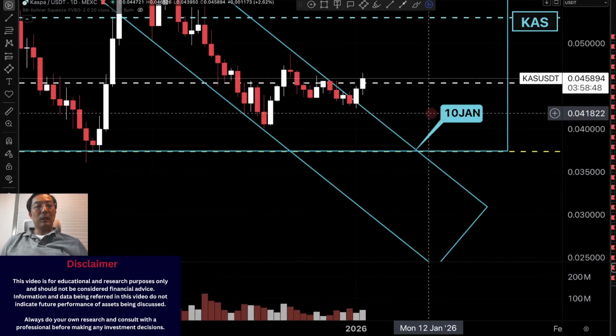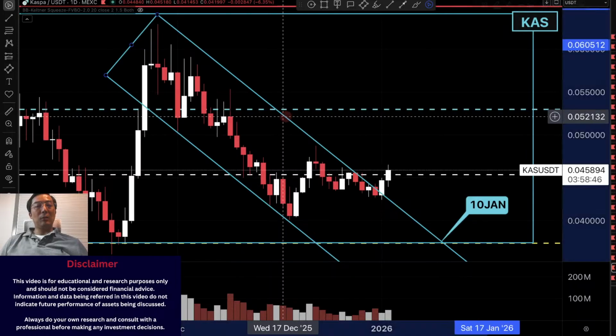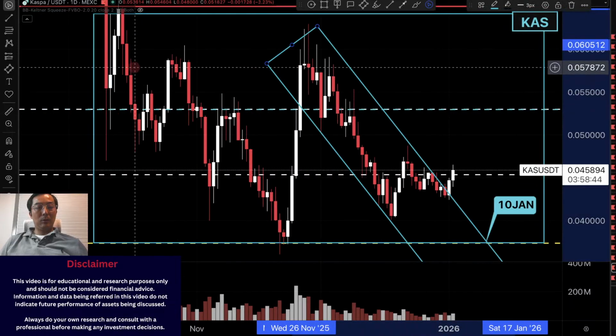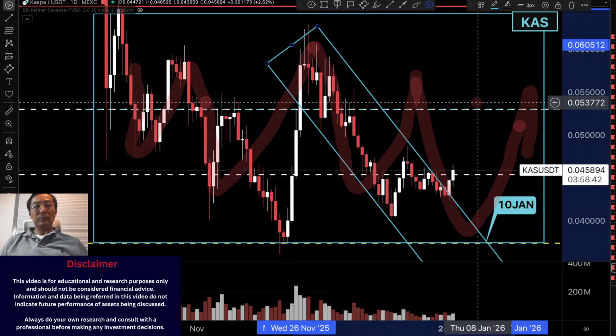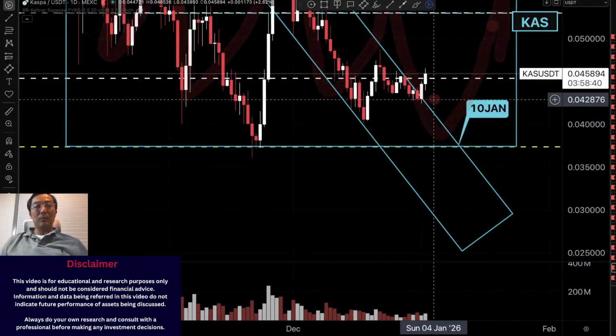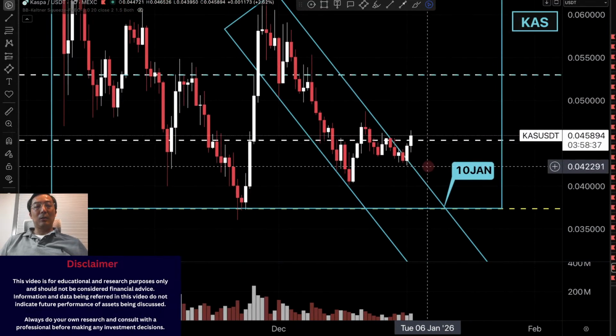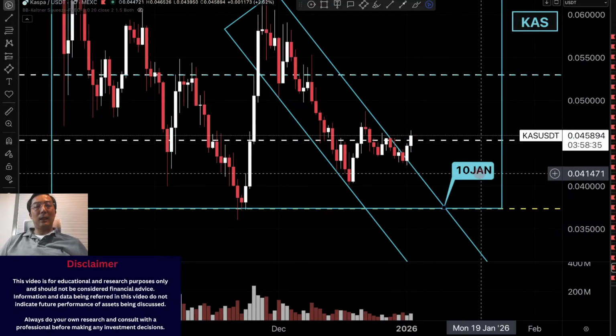Previously, we talked about that if this is a downtrend within this sideways trading area, there's a chance before the 10th that it's going to break outside, and indeed it happened.